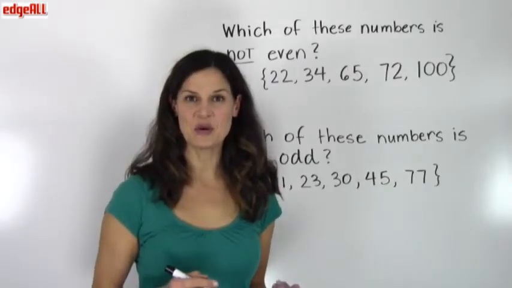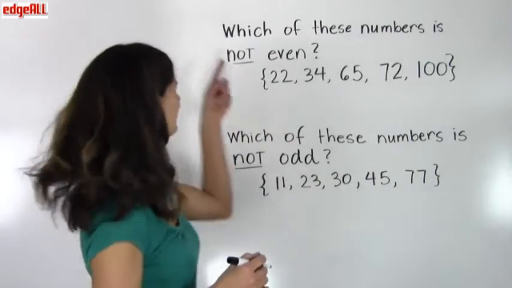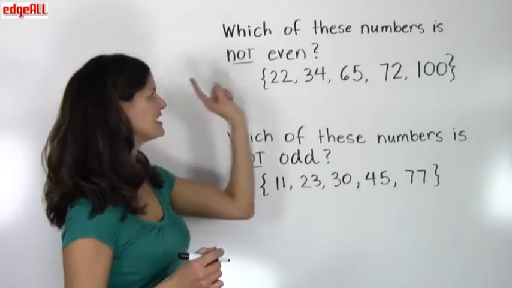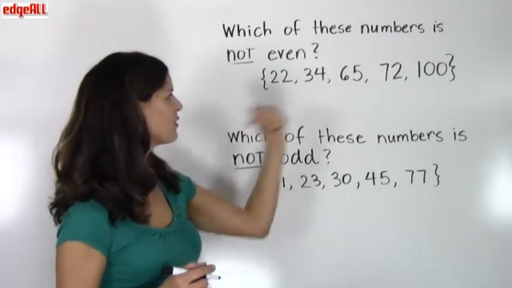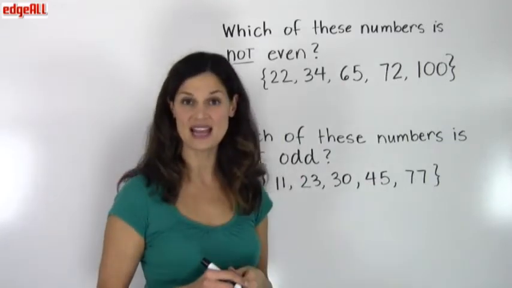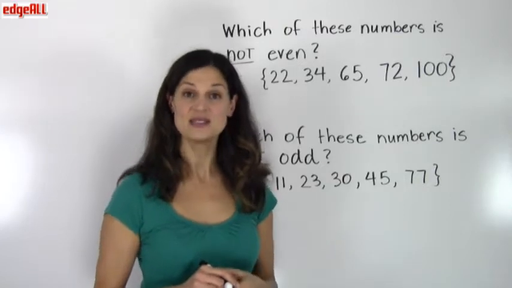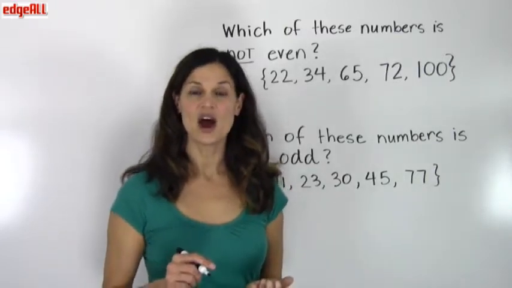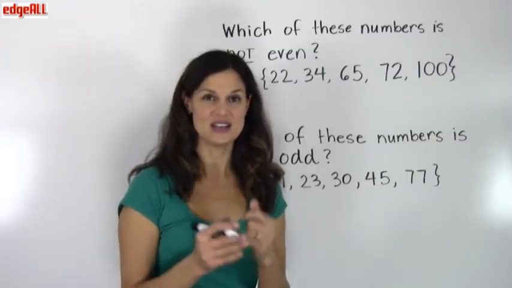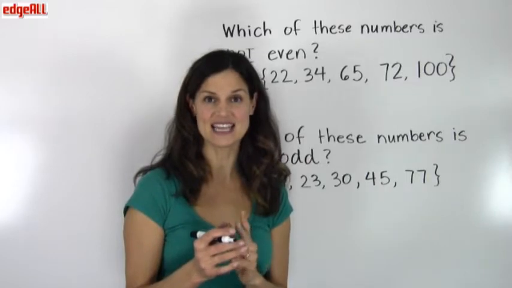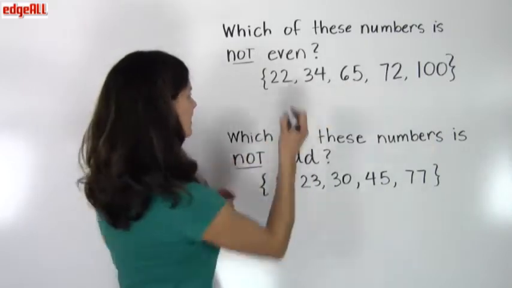Let's look at a couple of questions that ask us to work with odd and even numbers. The first one says, which of these numbers is not even? And then it gives us a set of numbers, 22, 34, 65, 72, and 100, and we need to determine which of these is not even. So remember, with even numbers, our last digit of the number is going to end in either a 2, 4, 6, 8, or 0. So let's look at the last digit of each of our numbers.